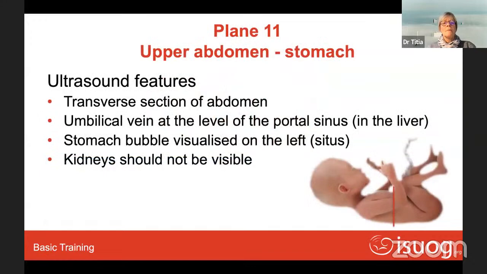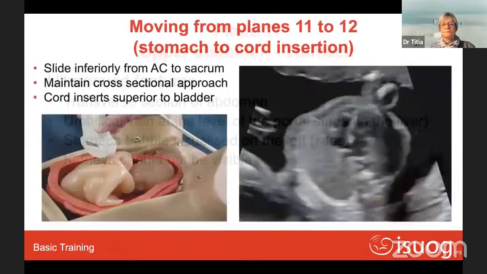Now, the ultrasound features of the cross section of the abdomen are the umbilical vein at the level of the portal sinus, where it enters into the liver. That's what I mean. And then you most often see the stomach bubble on the left side if the situs of the fetus is normal. And at this level, you must be aware that the kidneys should not be visible. If the kidneys are visible, you are too low.